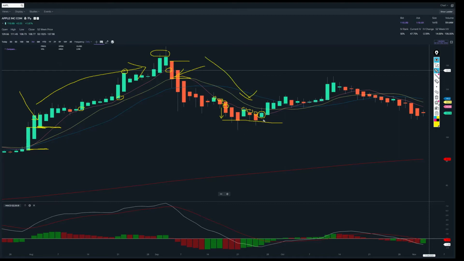Now, after this bottoming action here, let me go ahead and get some of this out of the way. So from this bottom, this is now our new range bar. We're going to look for a break above this range and follow through. We get the break above, and then we get the follow through. So this is our next trading opportunity in Apple. We're above the 8, we bust above the 13, and we're bumping into our 20.